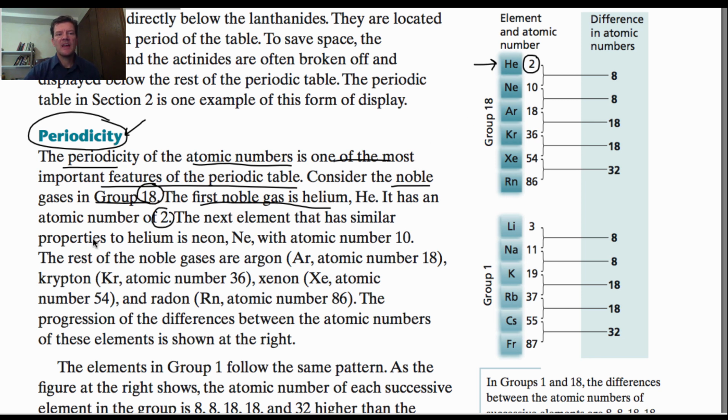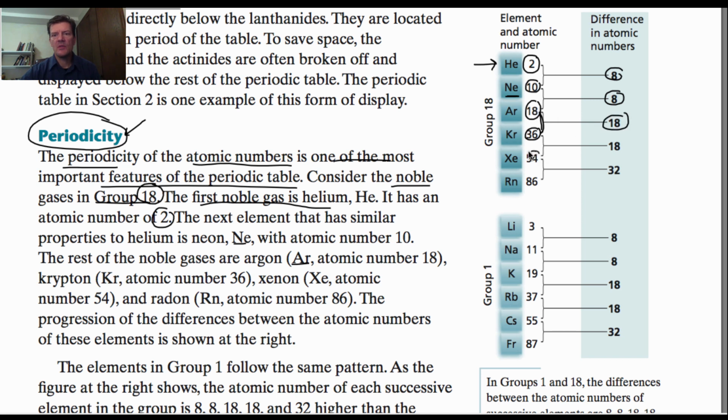The next element with similar properties, in the same row, is neon. It has 10 protons in the nucleus, 10 electrons, and the difference between that is 8. So 10 minus 2 is 8. The next element that has similar properties, after neon, is argon. Argon has 18 protons, or 18 electrons, and the difference is 8. 18 minus 10. Then we have krypton. There's 36 protons, 36 electrons. The difference between 36 and 18, the one right above it, is 18.